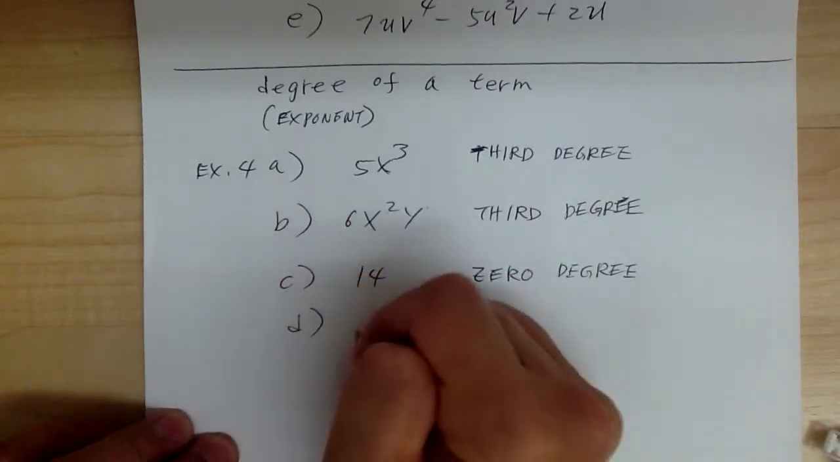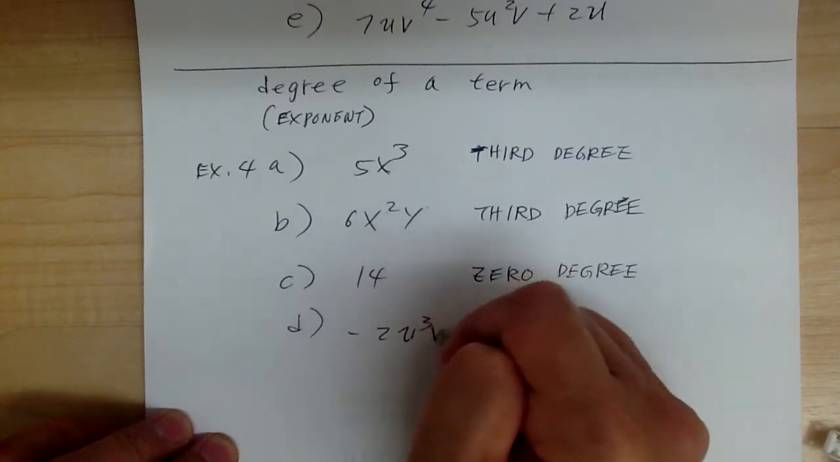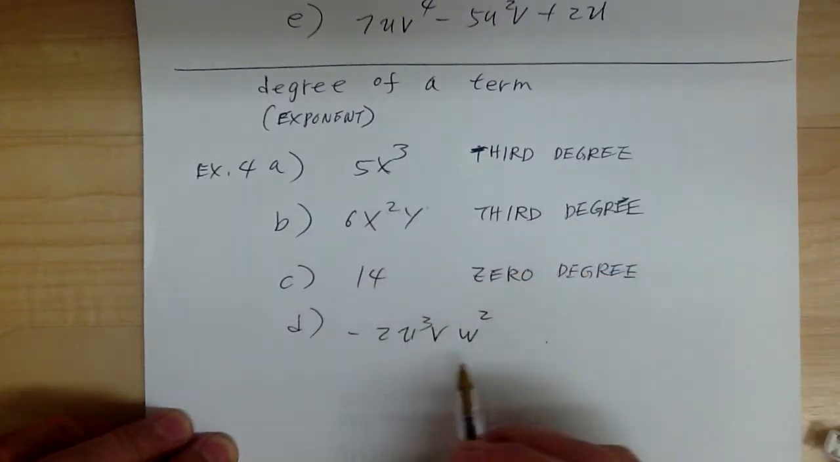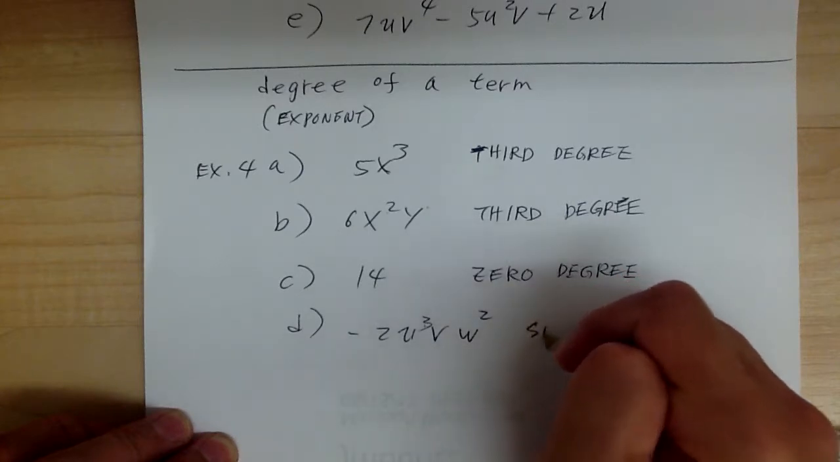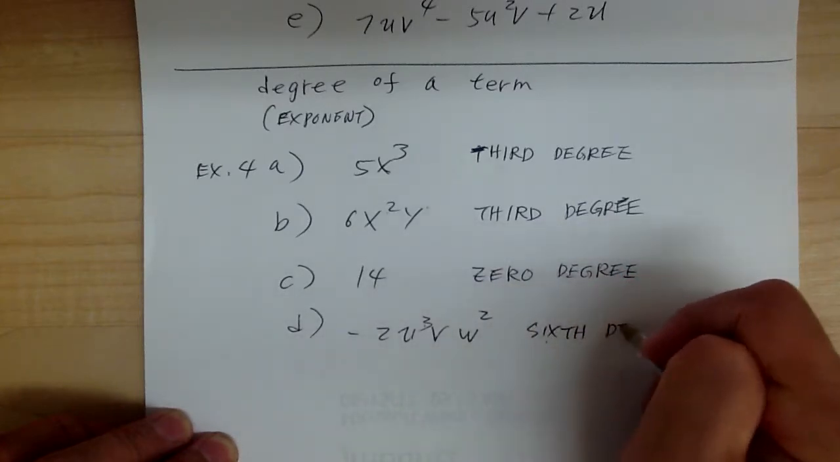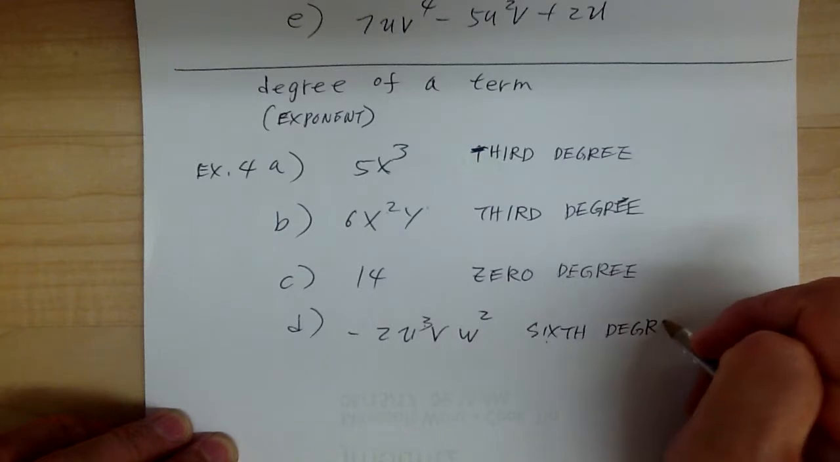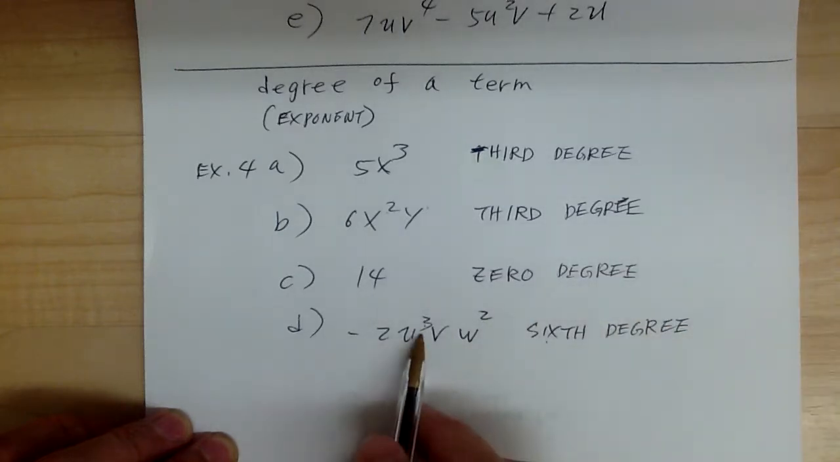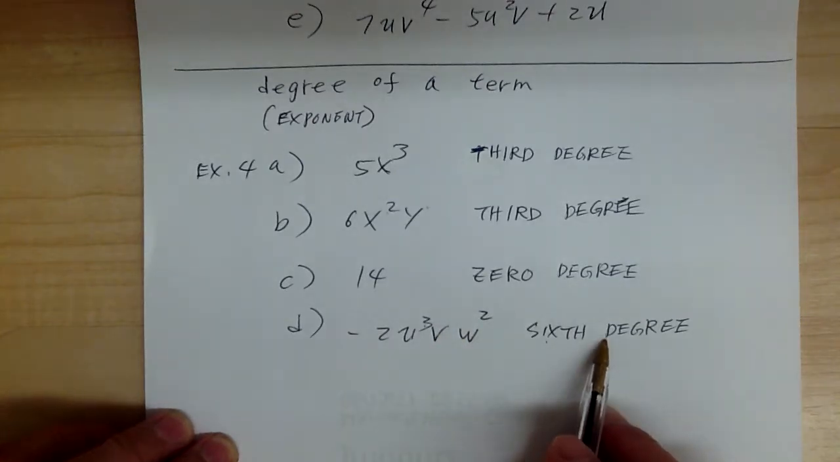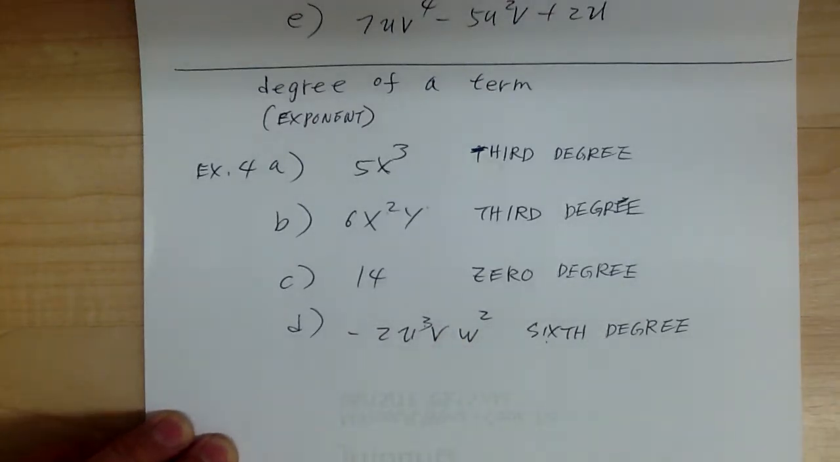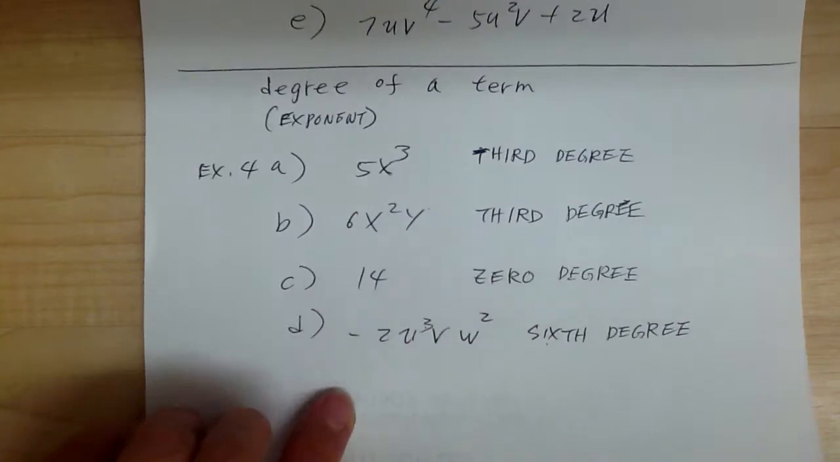And you go to D, negative 2u to the 3 vw squared. So you got 3 here, 1 here, 2 here. So this is the 6th degree. Okay, again, you got 3 from here, 1 from here, 2 from here. So 3, 1, 2, you add all together, that gives you 6th degree. So this is the degree of a term.